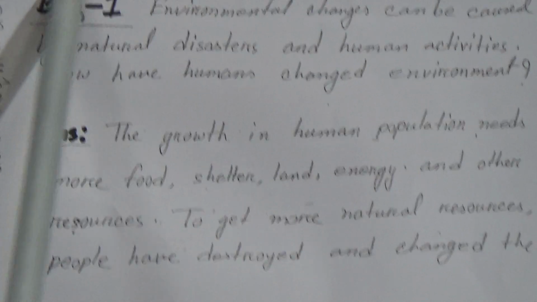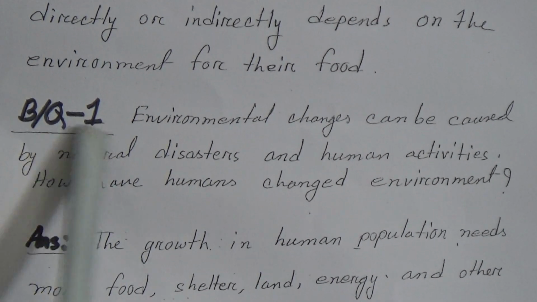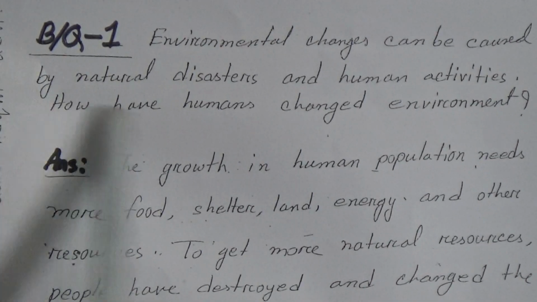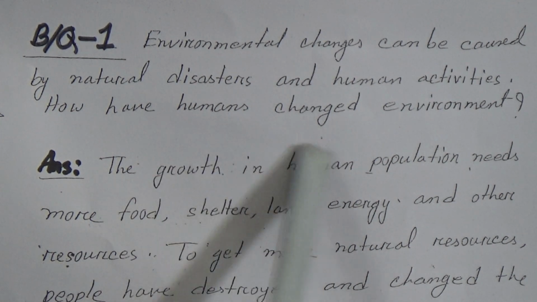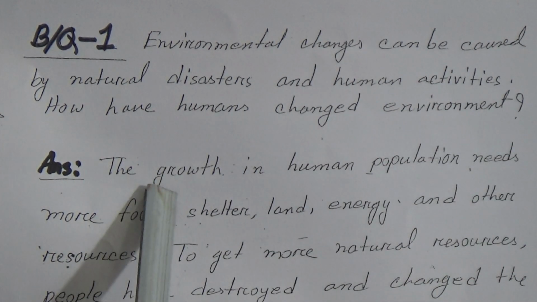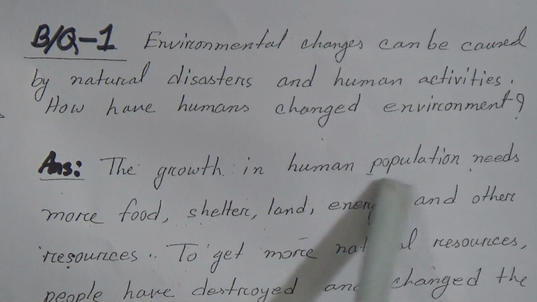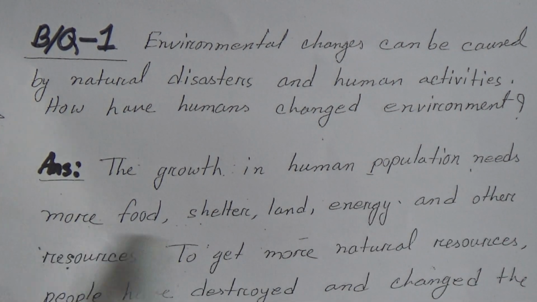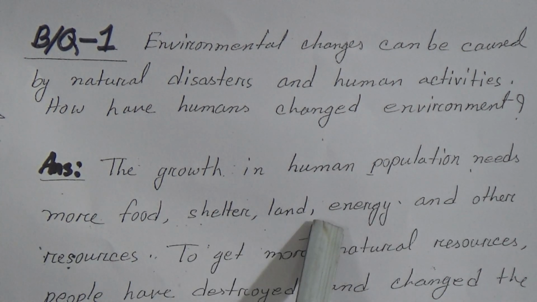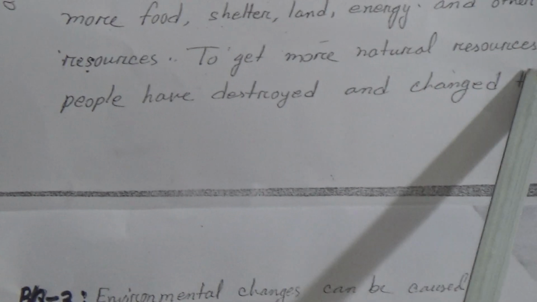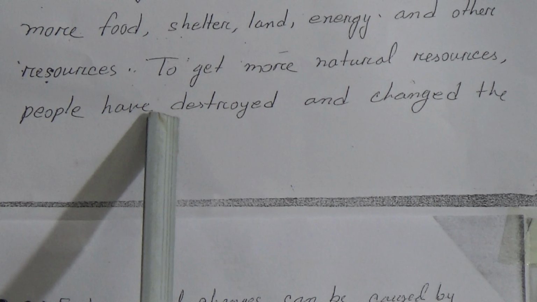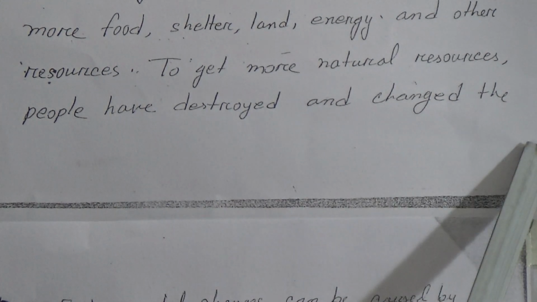Okay, now this is broad question 1. Our question is, environmental changes can be caused by natural disaster and human activities. How have humans changed the environment? Answer, the growth in human population needs more food, shelter, land, energy and other resources. To get more natural resources, people have destroyed and changed the natural environment.